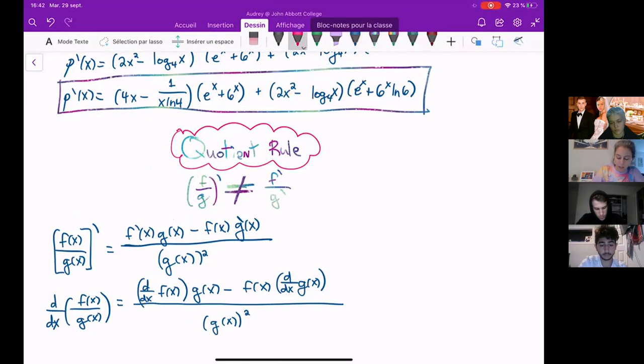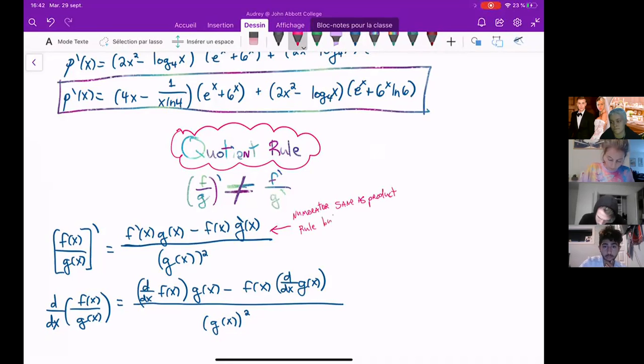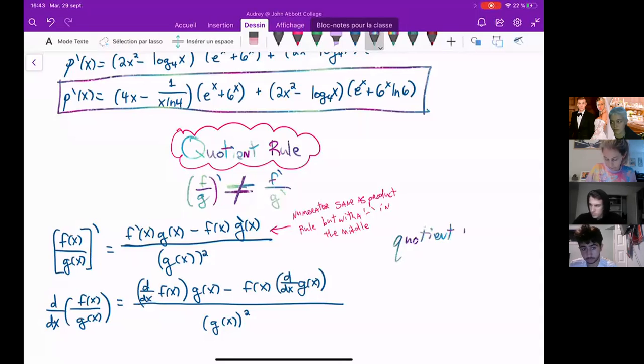So I want you to notice that the numerator of this thing, f prime g minus f g prime, is the same thing as the product rule, but with a minus in the middle. Just the numerator, if you just look at the numerator. But then we also have that division by g squared. So this is our quotient rule, heretofore known as QR.